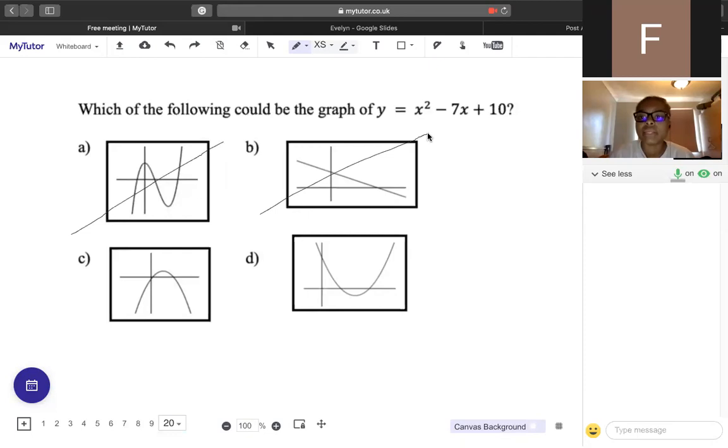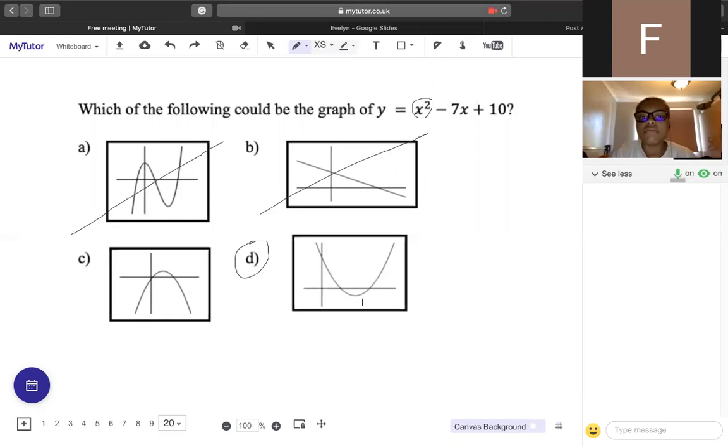Now going back to what we did on Monday, we know that it's a positive quadratic graph because our x squared is positive. So we know that it should be a U shape, not an upside down U shape. So our answer would be D.